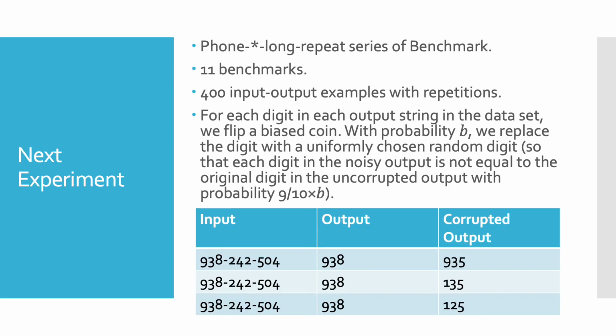Our next experiment involves a substitution-based noise source. This noise source simulates a human user who mistypes a digit when typing the correct output. We run this experiment on the phone series of benchmarks. These benchmarks contain 400 input-output examples with repetition. The noise process takes a random digit and replaces it with another random digit. Note that because of repetitions, this dataset may contain examples which map the same input to different outputs.